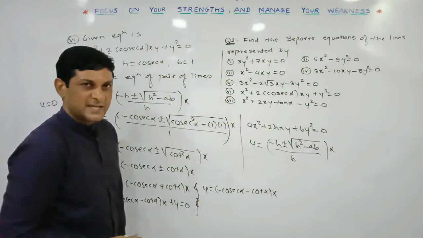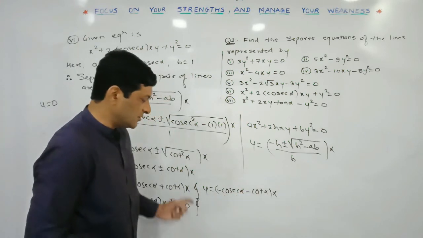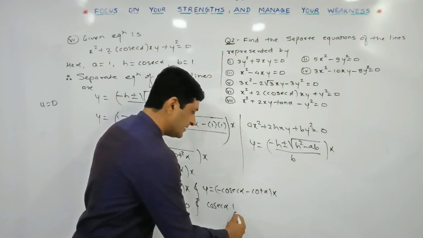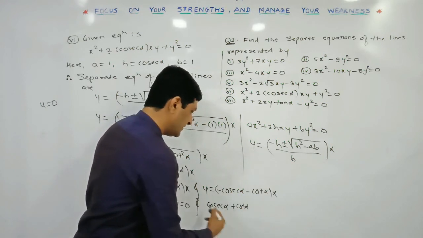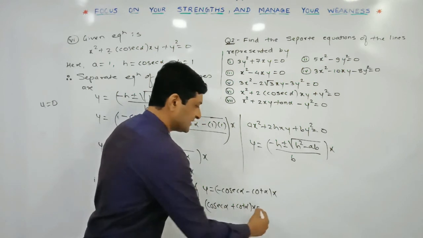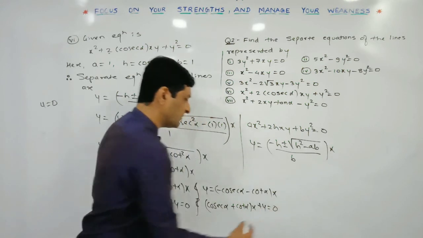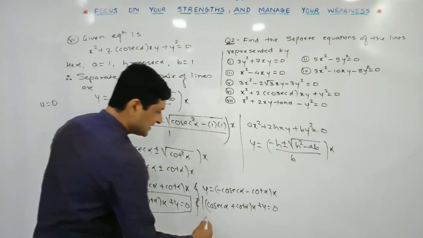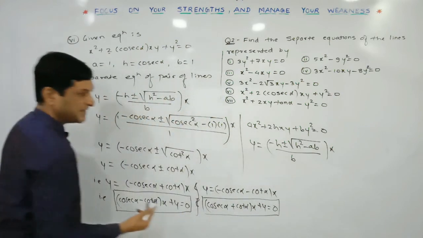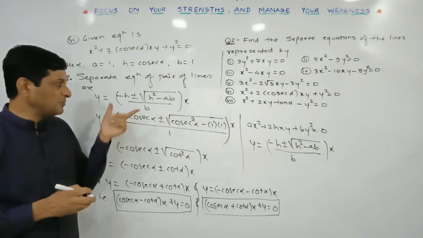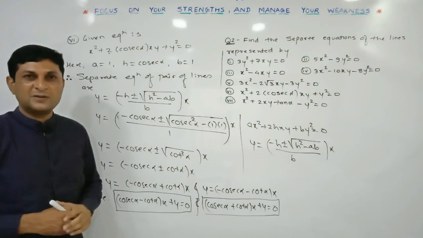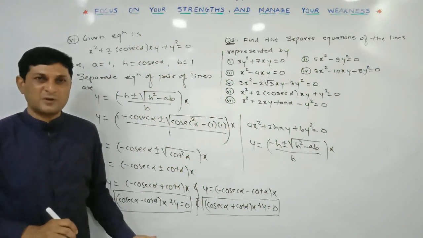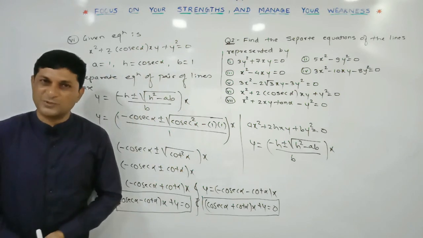Same method we are applying in the second equation. Both minus terms on this side will become plus. Meaning what we will get here? Cosec alpha plus cot alpha into x, and on this side y is already there, is equal to 0. So this is our first equation of line, and this is our second equation of line. In this way, applying this formula to find the separate equations, we have got the separate equations of the pair of lines represented by this homogeneous equation.